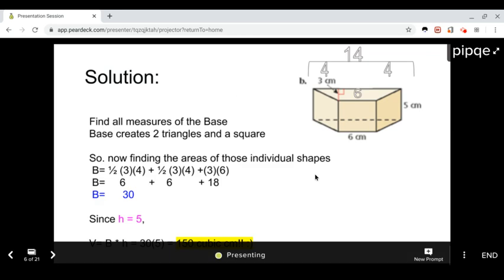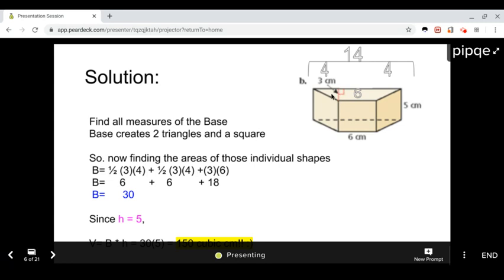So anyways, this is the solution, and the first part is to find all the measures of the base. If this is 6, then I know this is 6. If they tell us that the whole thing is 14, then 6 plus what equals 14? 8. So I'm going to divide the 8 by the 2 parts over here, which gives me 4, 4, 6, and then this is 3.